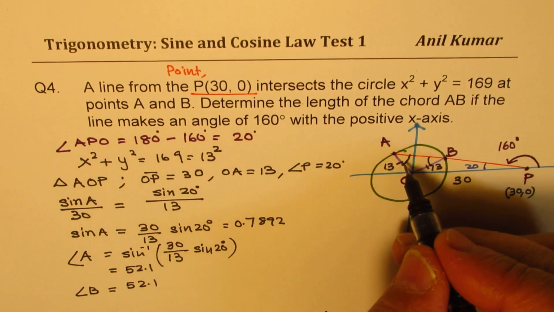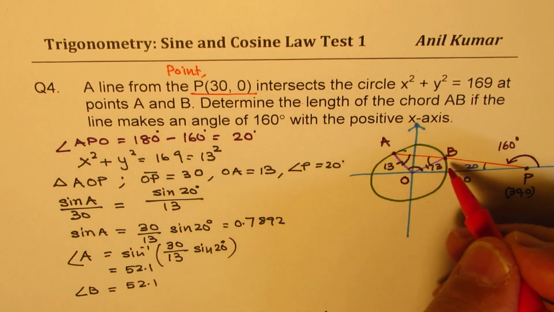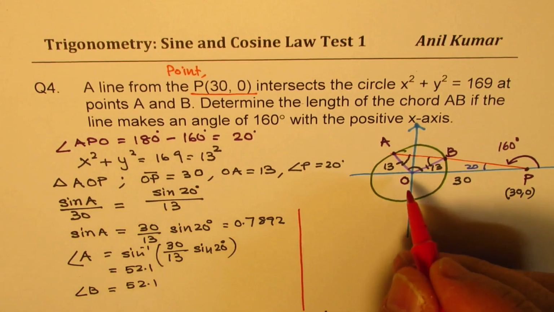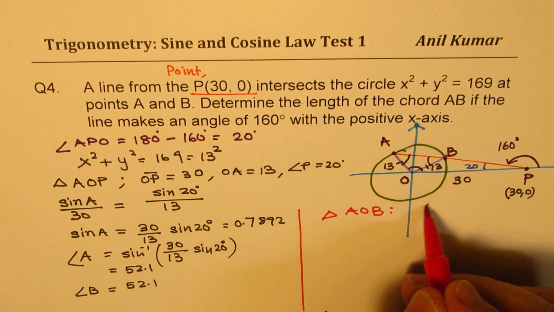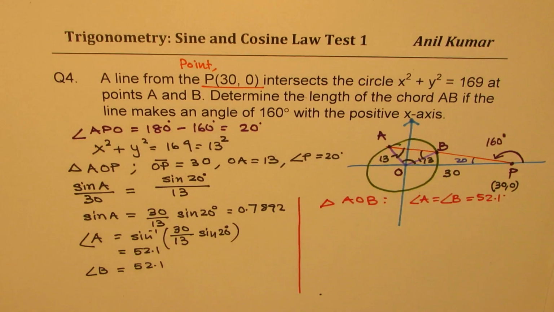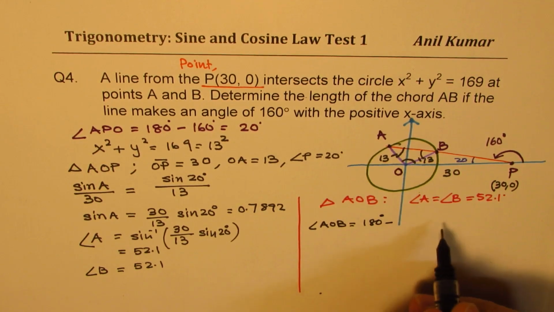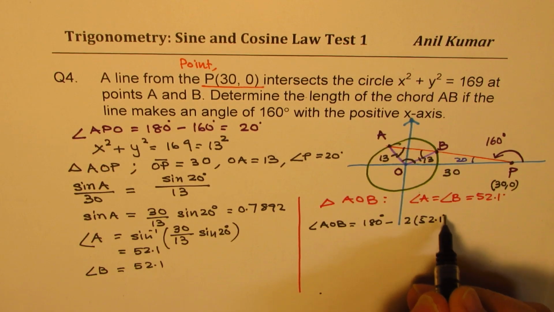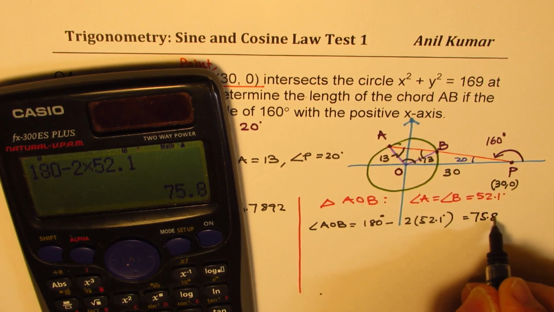Correct? So once you know angle A and B, we know the angle AOB also, right? Since this is an isosceles triangle, both are equal angles, correct? Now from here, let's look into the triangle AOB. So here we know angle A equals angle B, which is equal to 52.1 degrees, both of them. So now let us first find angle AOB, which is equal to 180 degrees minus 2 times 52.1 degrees. So that is 180 minus 2 times 52.1, which is 75.8 degrees.